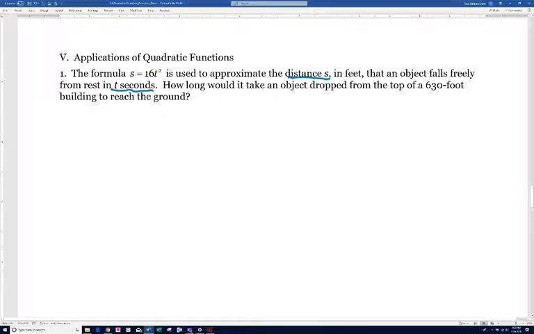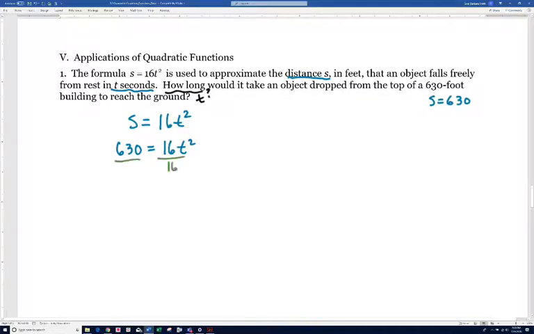It says how long would it take an object. So notice how long, that's what we're looking for, and that would be time. Let me write that a little bit better. How long would it take an object dropped from the top of a 630-foot building? So notice they're giving us s there, or the distance. And so now I'm going to go ahead and write the formula. And we're going to plug in s, and we need to solve for t.